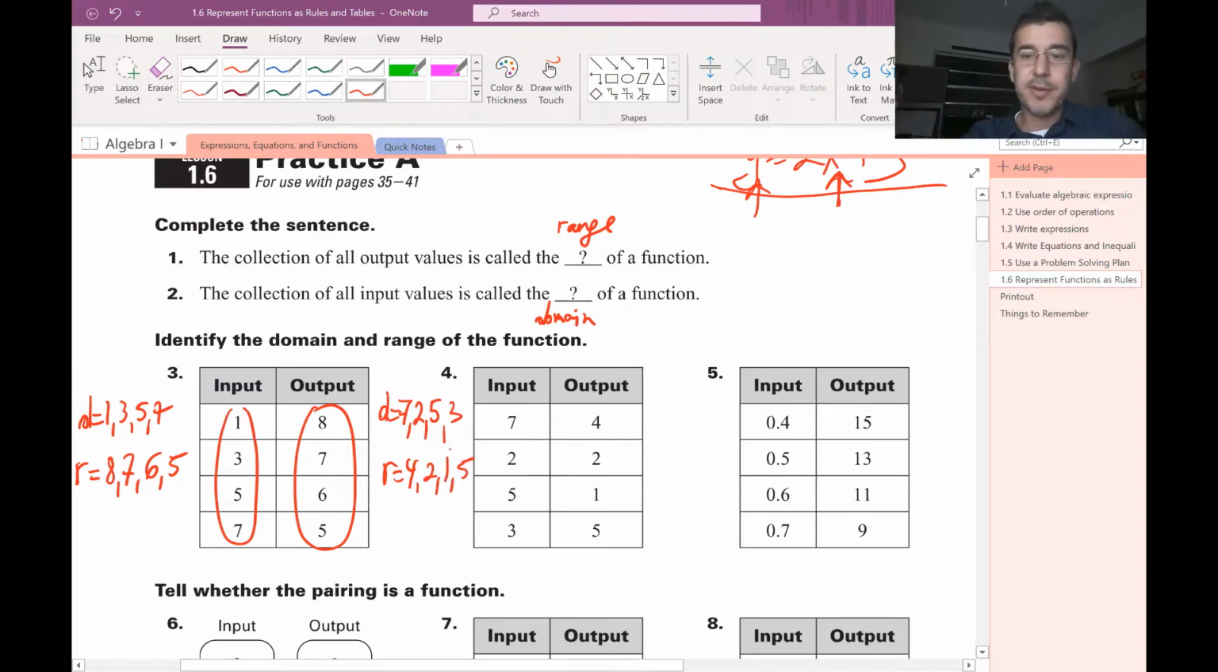So these are pretty simple. This is section 1.6, practice A. The domain for number 5 is 0.4, 0.5, 0.6, 0.7. The range is 15, 13, 11, and 9.